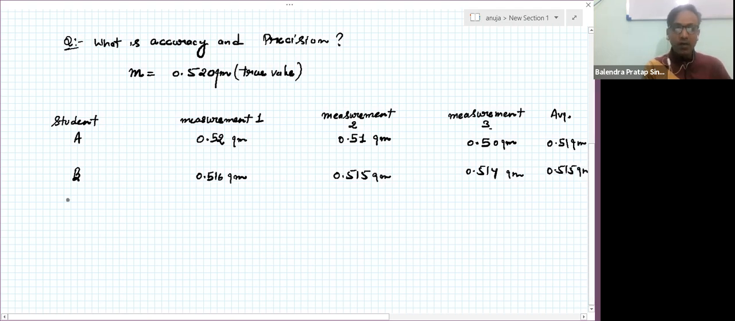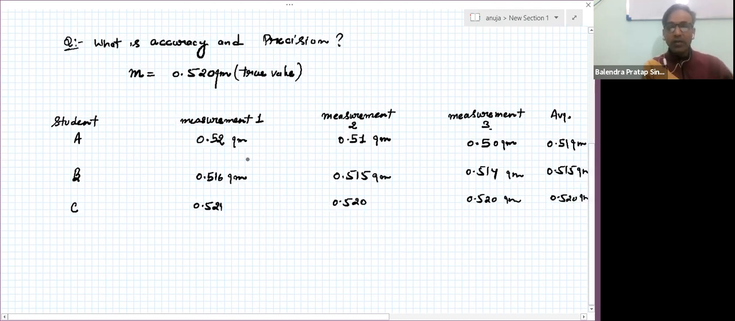Now another student C is taking measurements, and his first value is 0.521, and next 0.520, and next is 0.520 gram. Listen, the true value is 0.520.